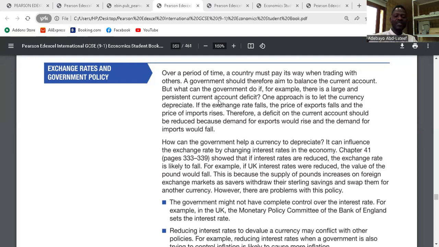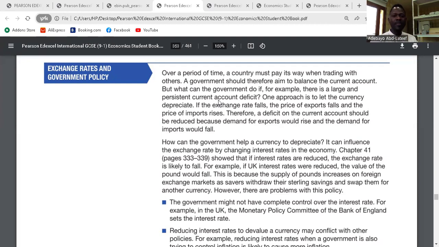You get it? So the interest rate is the price of savings and borrowing, yes or no? So when the interest rate reduces, what does that simply mean? It means people would not want to save more. Rather, they want to borrow more. Borrowing more would increase spending. Yes or no? Increasing spending will increase the aggregate demand within the economy. So increasing aggregate demand within the economy would mean that output will increase. And if output increases, what does it bring about? It brings about more exports.